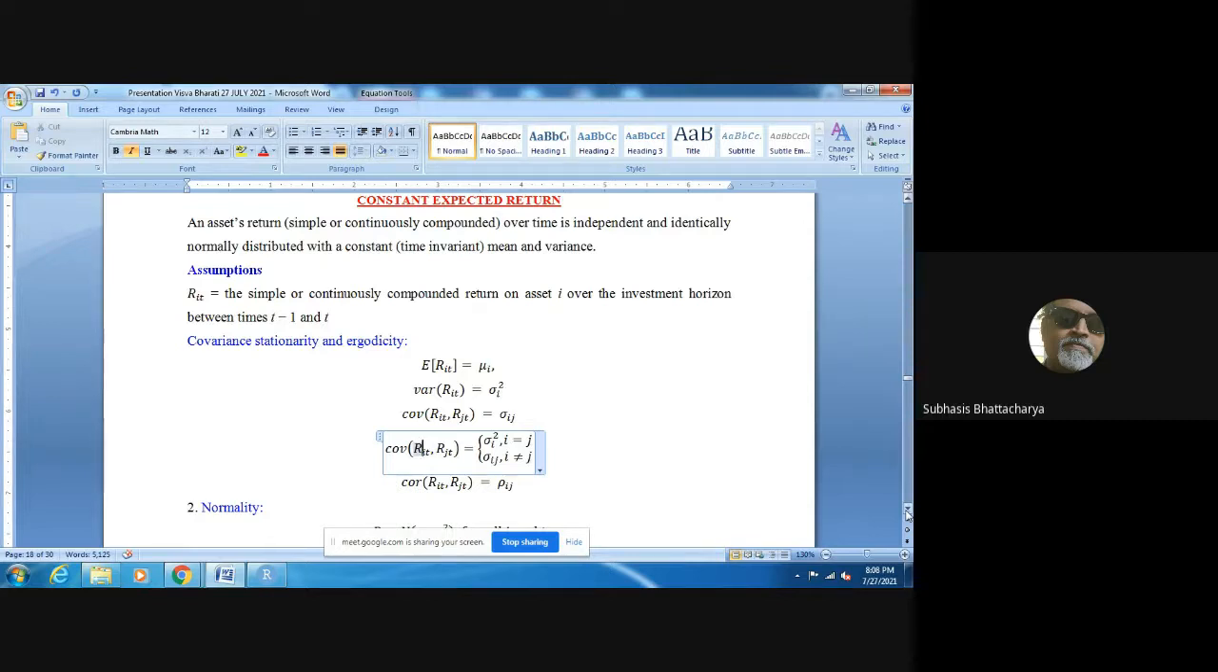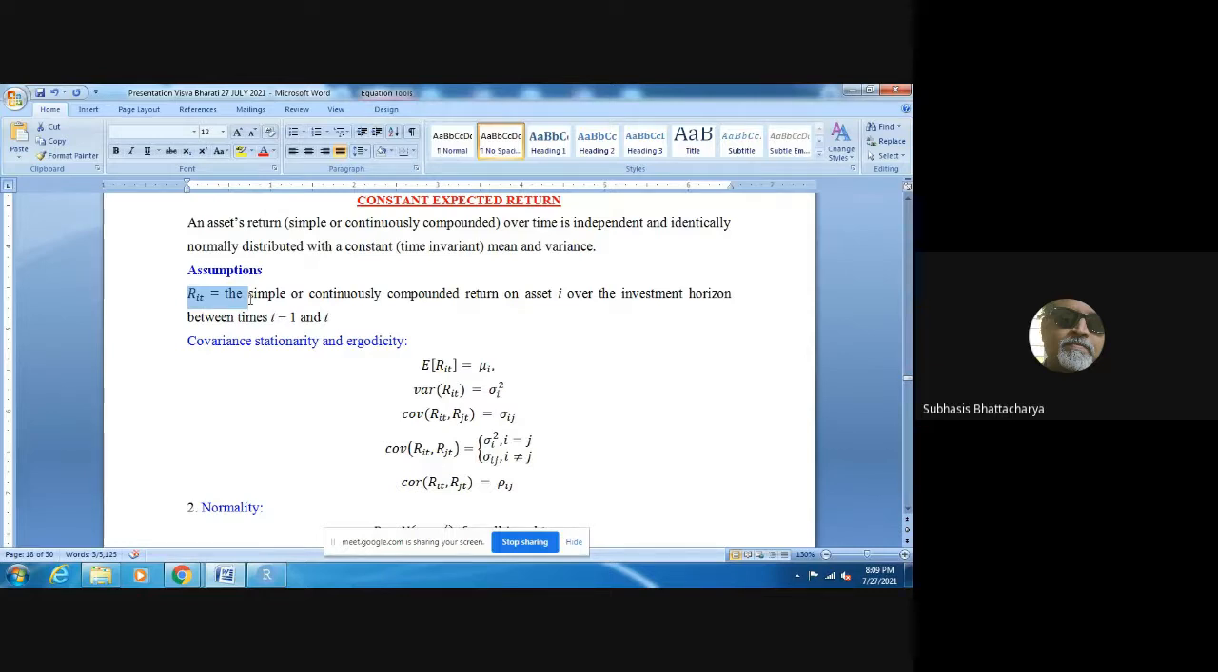So what are the assumptions? Not considering the prices directly, we can convert the prices into simple continuously compounded returns on asset i over some investment horizon between period t-1 and t. So we make assumptions for the probability distributions of this R_it. That is the covariance stationarity and ergodicity.